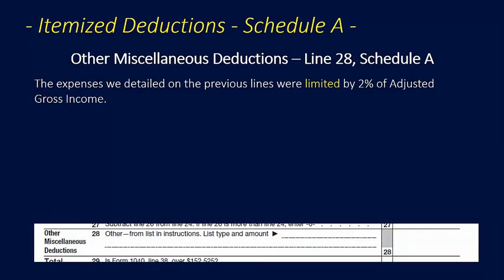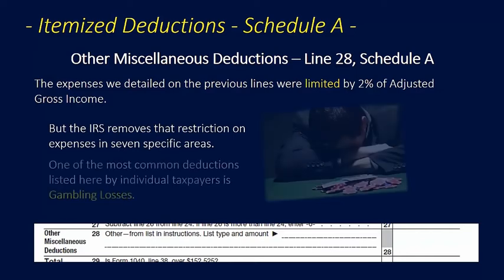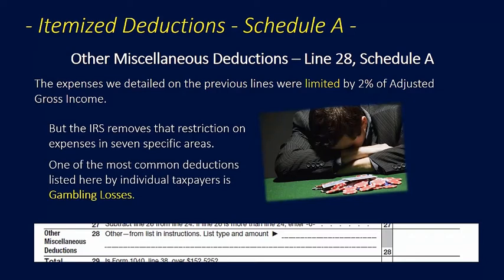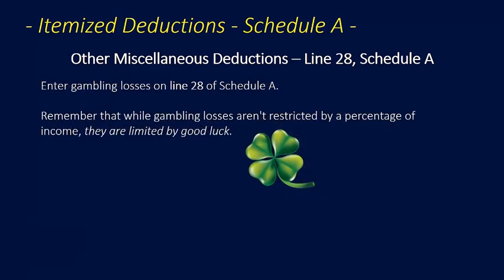The expenses we detailed on the previous lines were limited by 2% of adjusted gross income, but the IRS removes that restriction on expenses in 7 specific areas. One of the most common deductions listed here by individual taxpayers is gambling losses. We enter gambling losses on line 28 of the Schedule A. Remember that while gambling losses aren't restricted by a percentage of income, they are limited by good luck.